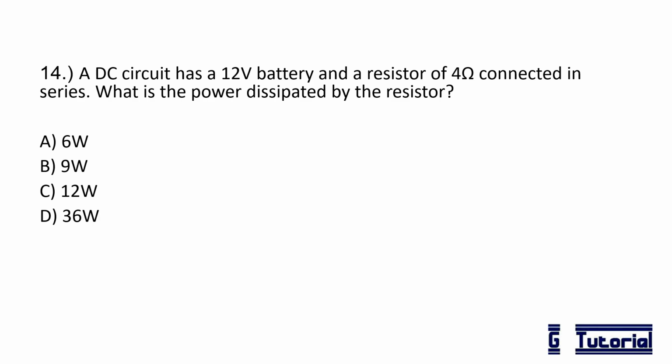A DC circuit has a 12-volt battery and a resistor of 4 ohm connected in series. What is the power dissipated by the resistor? The power dissipated is given by I square R. Here, we know that by Ohm's law, I is equal to V by R. So V square by R square into R. One of the R gets cancelled, so power dissipated is given by I square R or V square by R.